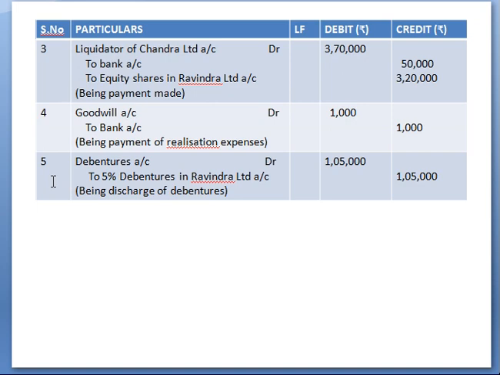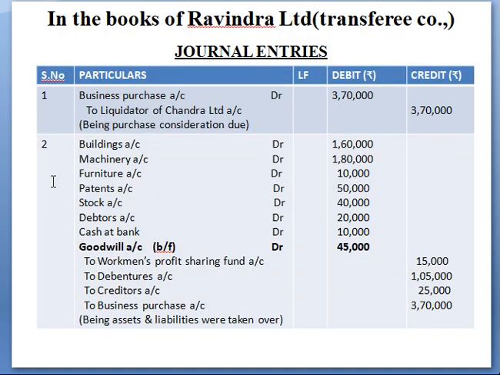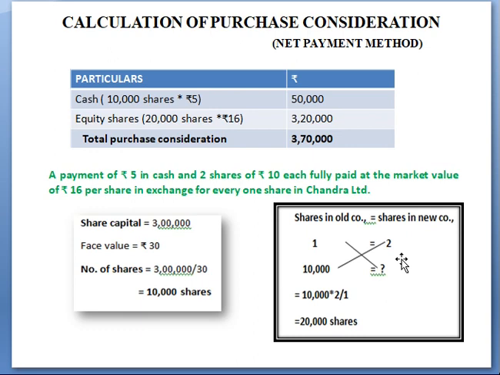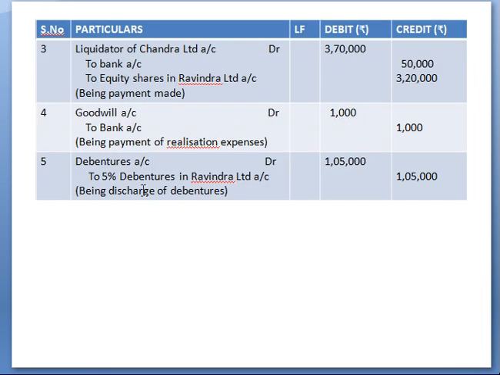And next is the mode of payment for debentures, which is given in the question, right? The existing debenture holders, that is the Chandra Limited debentures, are paid with new debentures in the new company. So how much will be payable? The old debenture worth is 1 lakh, but it is now paid at a 5% premium, which means 1,05,000 will be paid, right? Your entry: debentures account debit to 5% debentures in Ravindra Limited 1,05,000, being the payment of debentures, which is the discharge of debentures.